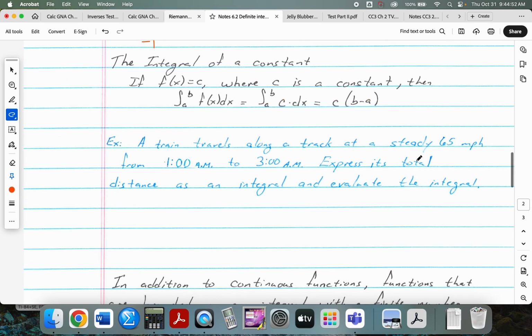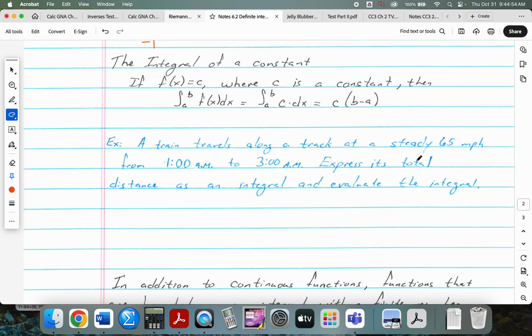We're not going to start learning rules for these, but one that we will, and I think it's a pretty easy idea, is the integral of a constant. If you have a function f of x that's equal to c, some constant, then the integral from a to b of f of x dx is the integral from a to b of c dx, I'm just replacing the function with what it is, whatever that constant is. That's going to be c times b minus a. b minus a is going to be the width, c is going to be the constant height, it's just a rectangle.